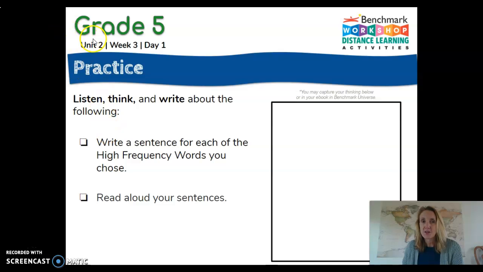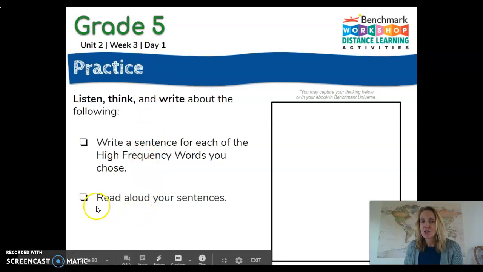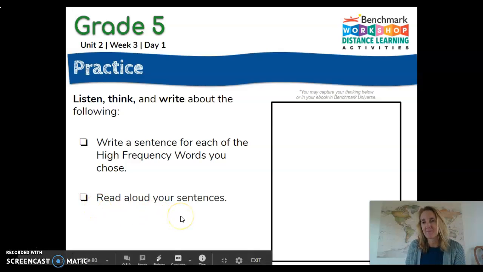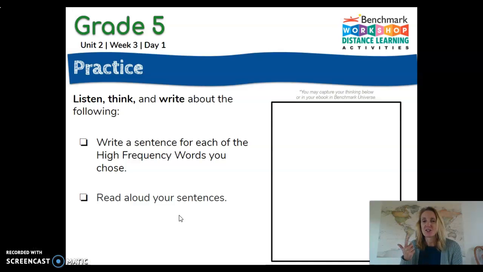Or you could also use this Unit 2, Week 3, Day 1 that connects to the English pathway as your title. All right, once you've written your sentences, make sure that you read the sentences aloud one last time. You'll catch any capital letters you missed or any periods that you missed.